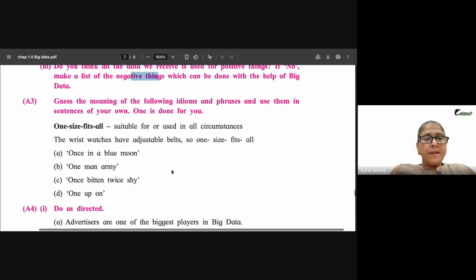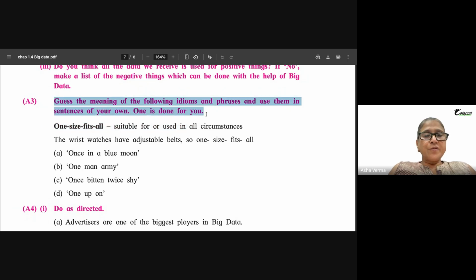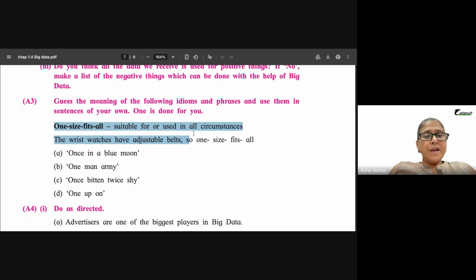Okay. Now guess the meaning of the following idioms and phrases and use them in sentences of your own. One size fits all. That means suitable or used in all circumstances. So one size fits all means something that is useful for everyone, right? That is one size fits all. Okay. The wristwatches have adjustable belts, so one size fits all.